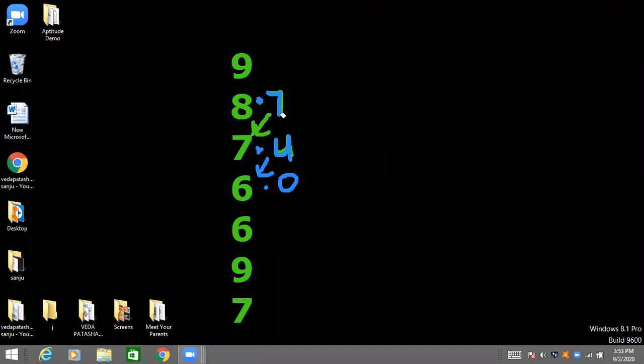Now 0 plus 6. Did we get the end number or not? 6. No, it is not an end number. We didn't get it because only if it reaches 10 or more than 10, we can write the end number. Otherwise, we cannot write. So until we get the end number, we need to continue the process. 0 plus 6 is 6. 6 plus 9 is 15. So we got the end number again. So 5.